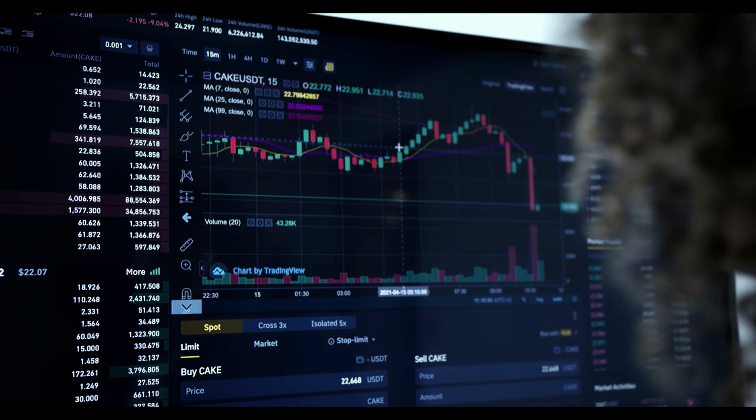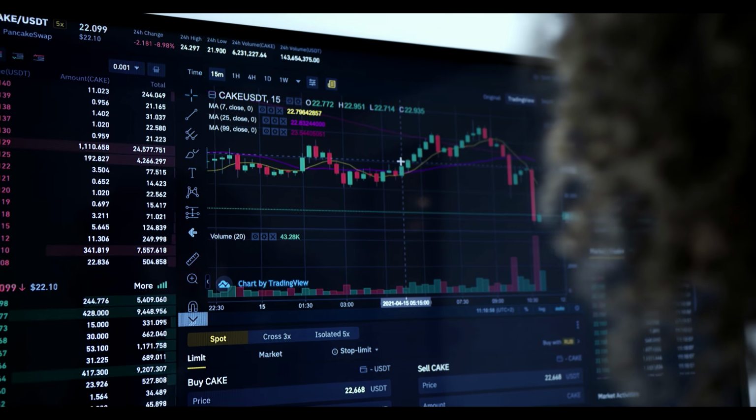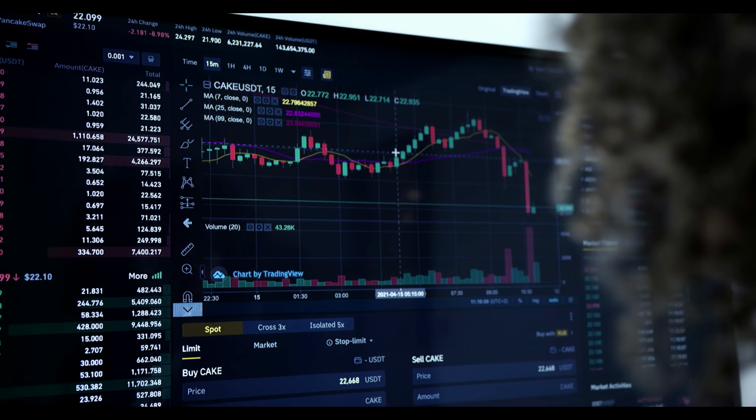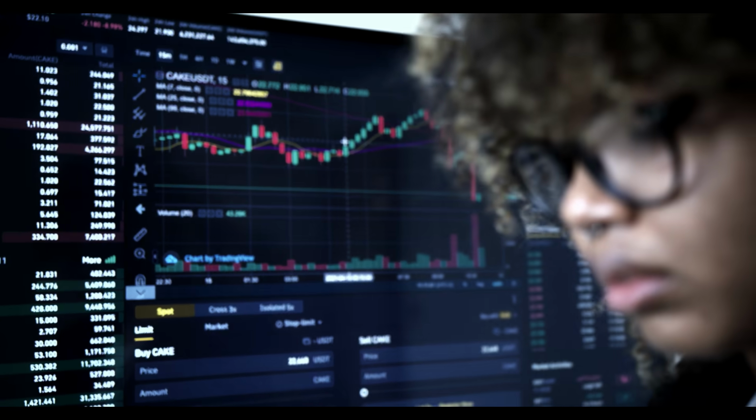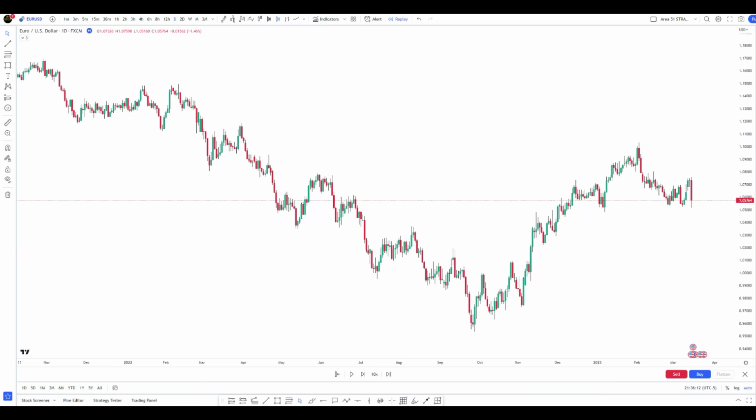All right, so this is going to be very simple. For those who don't know what smart money concept trading is, it is the best way to trade, in my opinion, because you learn the markets in a deep fashion. So without wasting your time, let's get into the charts.